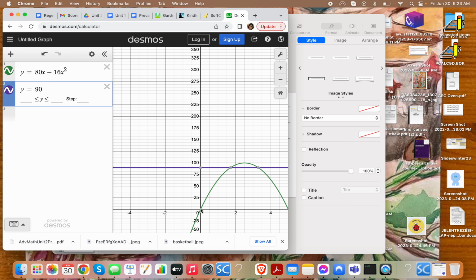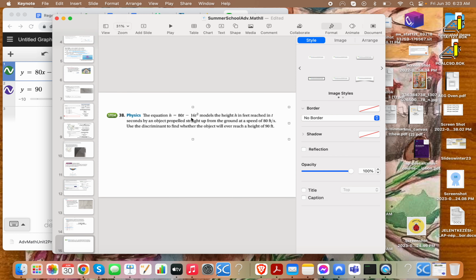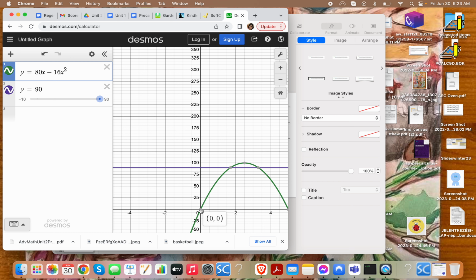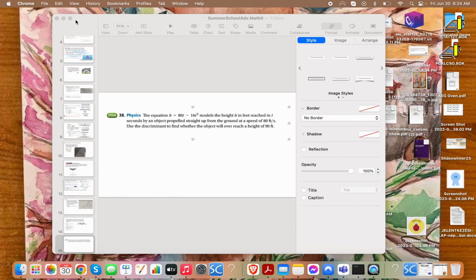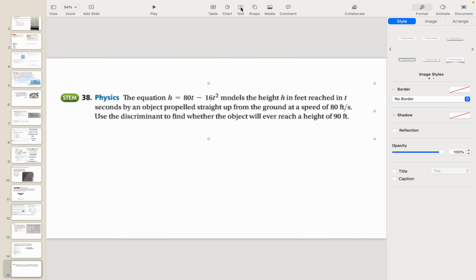So what is it saying? This object started here at 0. If we look at this question again, height in feet propelled straight up from the ground. This is the part. It's at the ground and it's going up at 80 feet per second. That's kind of the force being used to put it up, and it's going to reach a peak and it's going to come down. All right, so what is the discriminant though? How could I answer this without graphing it?